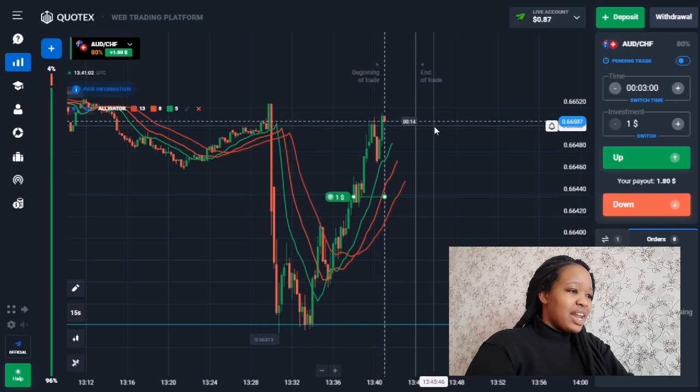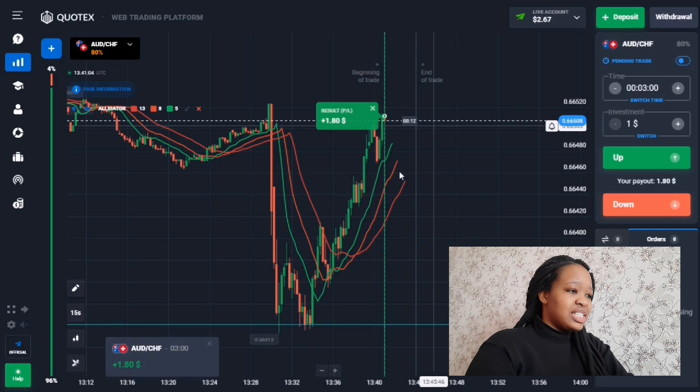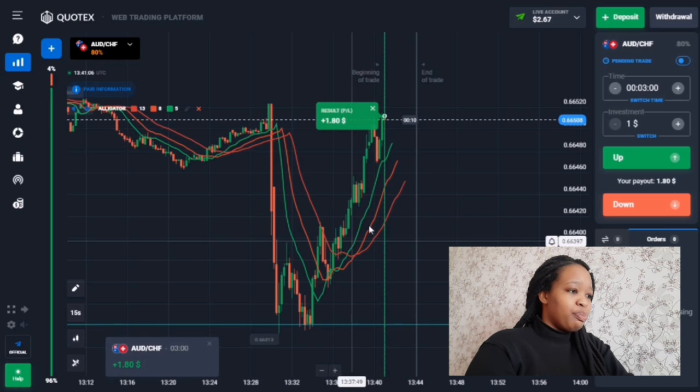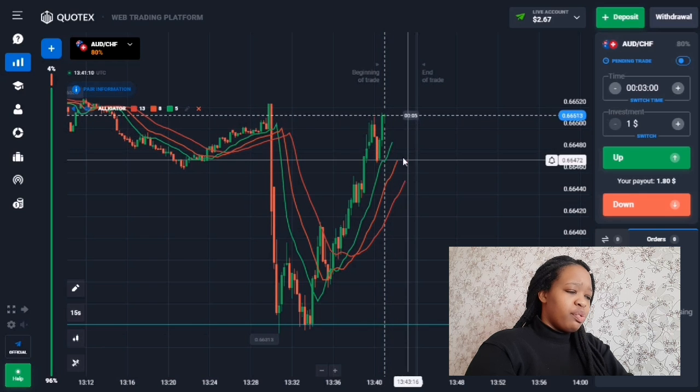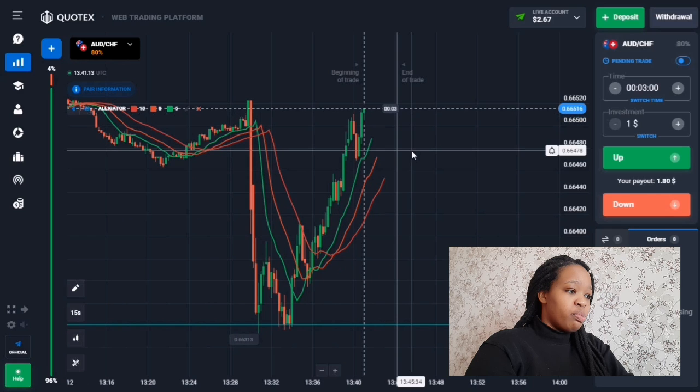Well, it's very nice. The price moved towards the resistance level and it has brought me my profit. The indicator also showed a very good entry point, so I'm ready to continue my trading.